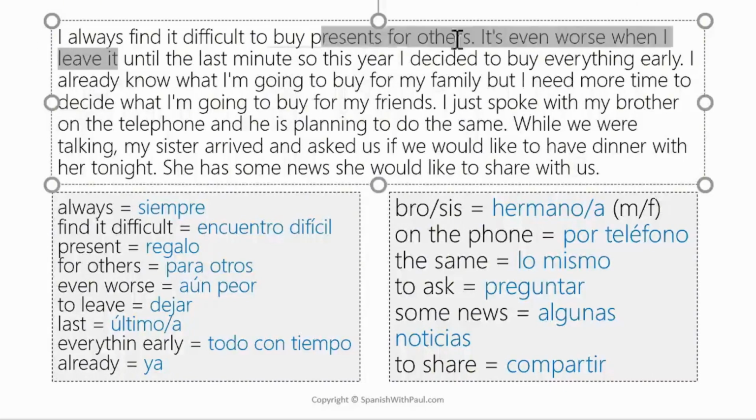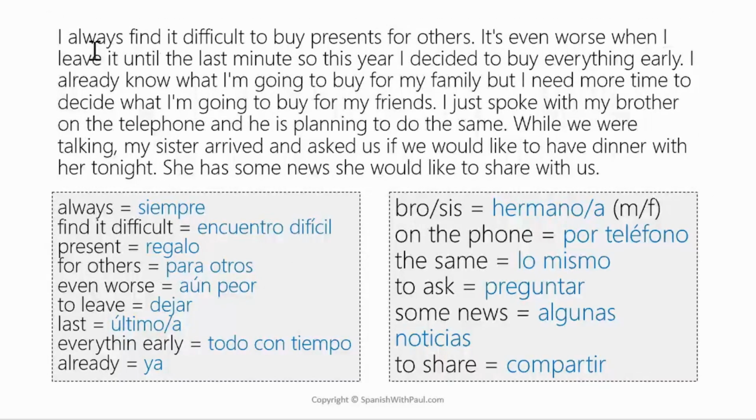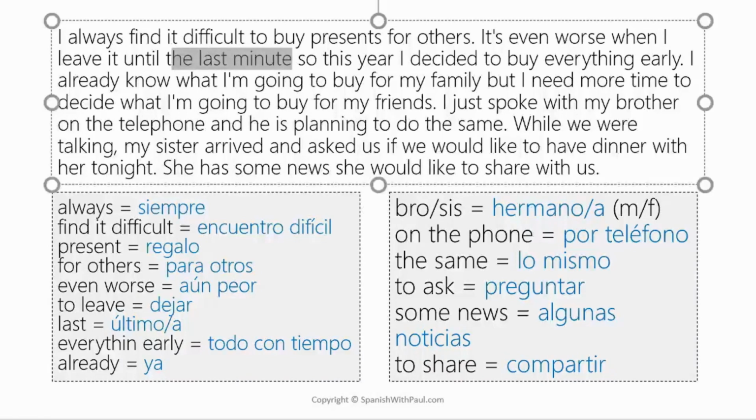Here we have to conjugate into the present tense. So the verb is dejar. So I leave would be dejo. So es aún peor cuando lo dejo hasta el último minuto. So this year, así que este año, decidí comprar todo con tiempo, everything with time.